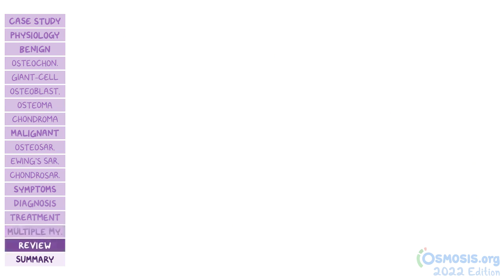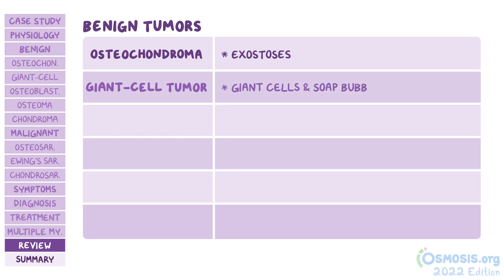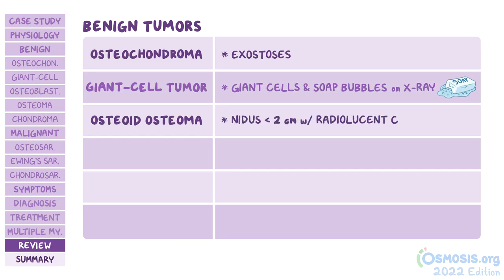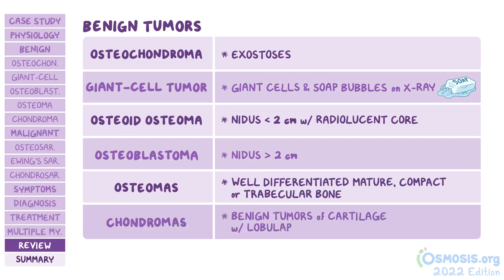Alright, as a quick recap, benign tumors include osteochondroma, which presents with exostoses, giant cell tumor, which has giant cells and looks like soap bubbles on X-ray, osteoid osteoma, characterized by a nidus less than 2 cm with a radiolucent core, osteoblastoma, whose nidus is greater than 2 cm, osteomas, which consist primarily of well-differentiated mature, compact, or trabecular bone, and chondromas, which are benign tumors of cartilage, with a lobular growth pattern.